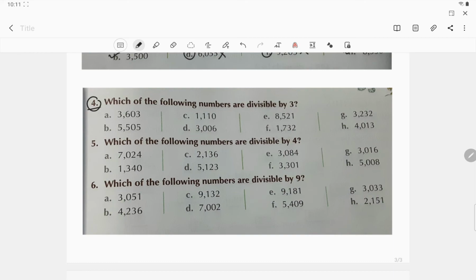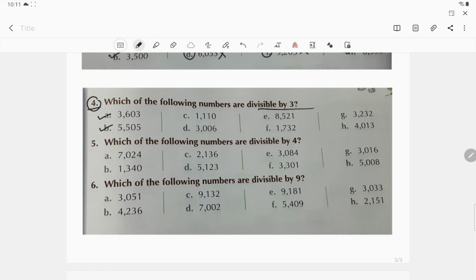What about 4? Which of the following numbers are divisible by 3? You know, I am choosing question number A. So you have to add the digits of this number. The digits are 3, 6 and 3. So if you add them, 3 plus 6 is 9 and 9 plus 3 is 12. So 12 is divisible by 3, so it is divisible by 3.